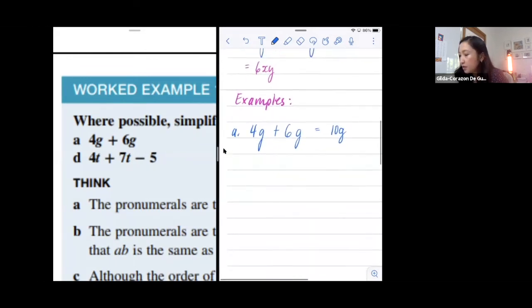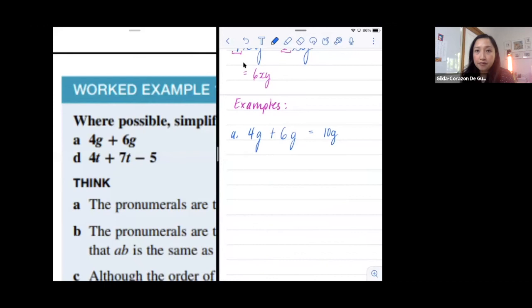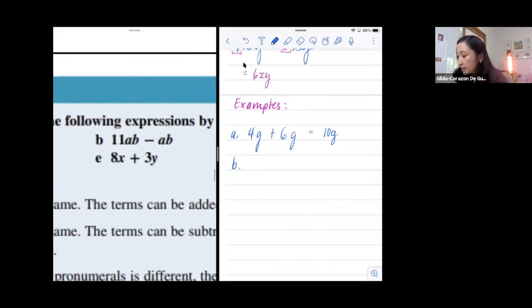When we have question B, 11ab minus ab. So that's an invisible coefficient. For the second one, there's an invisible 1ab there. So that's 11 minus 1, which gives us 10ab.